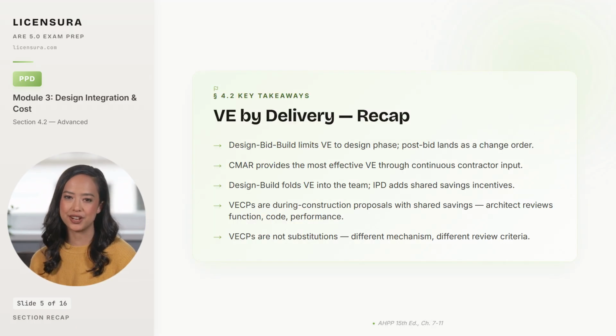5 takeaways from the delivery method VE framework. Design bid build limits value engineering to the design phase, and any post-bid VE lands as a contractor change order with profit markup attached.